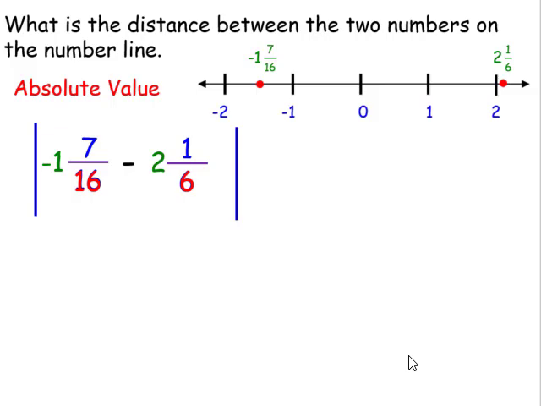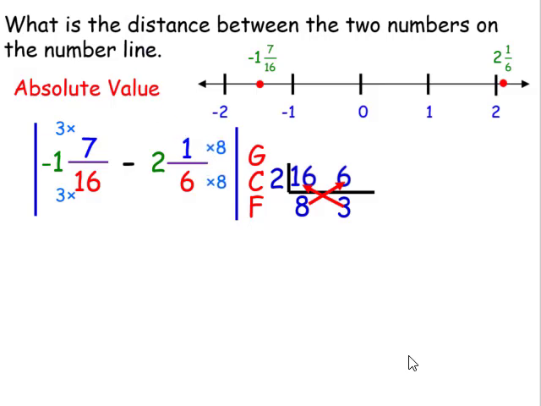Since the two rational numbers are not like, we'll first factor out a 2. 2 goes into 16 8 times, and 2 goes into 6 3 times. Since 8 and 3 are relatively prime, we know that 2 is our greatest common factor. The fraction with a denominator 16 will multiply the top and bottom by 3. The fraction with a denominator 6 will multiply the top and bottom by 8, giving us our lowest common denominator of 48.